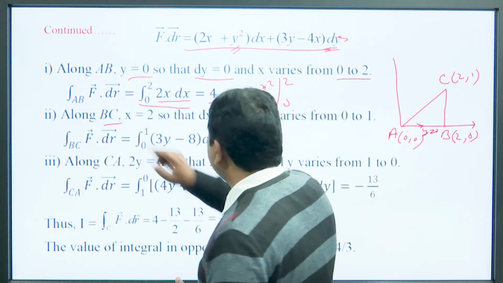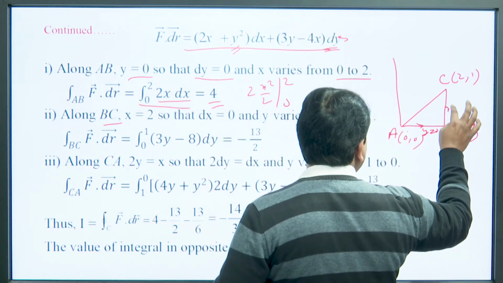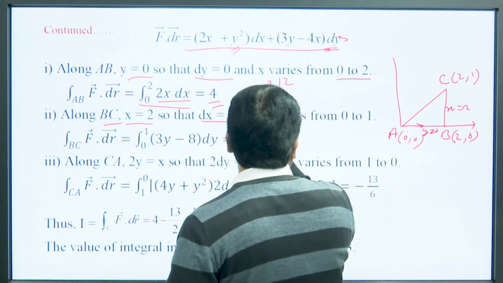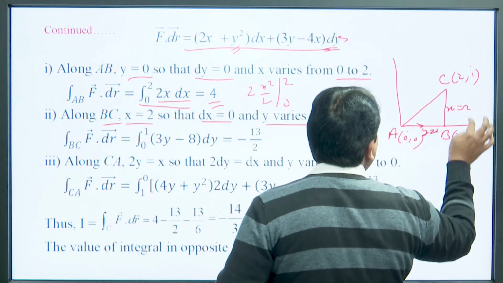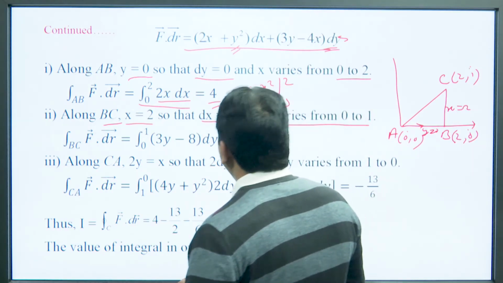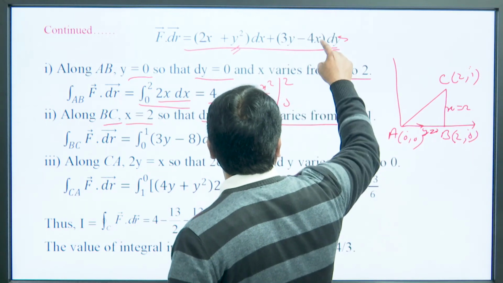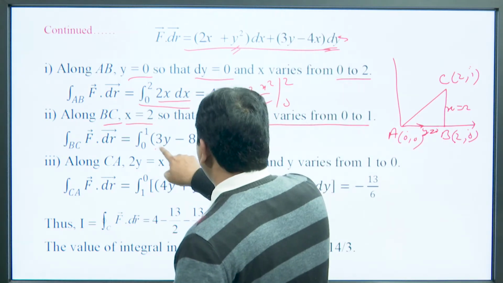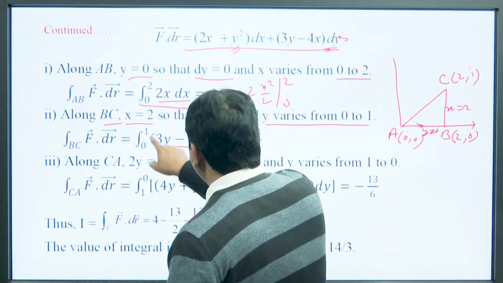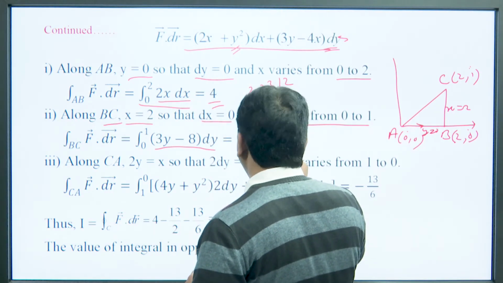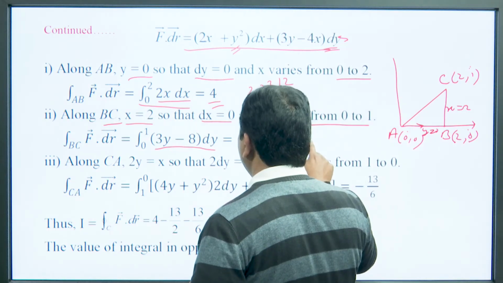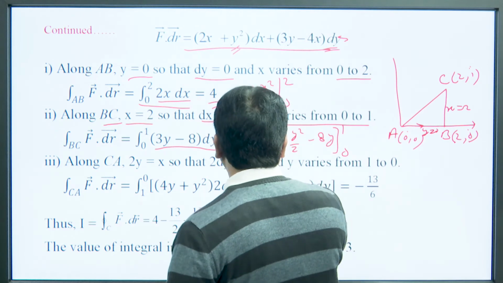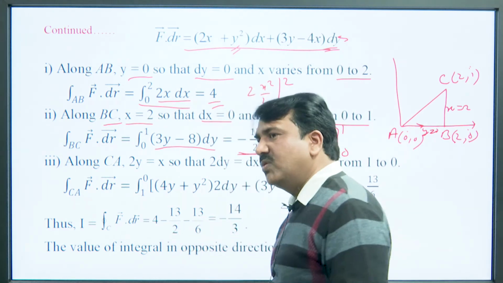Now, along BC, this is the line x is equal to 2. So dx becomes 0 and y varies from 0 to 1. This term becomes 0 and x is equal to 2, so it becomes the integral of 3y minus 8 dy from 0 to 1. If we integrate this, we get 3 into y square by 2 minus 8y from 0 to 1. When we solve this, we get the value as minus 13 by 2.